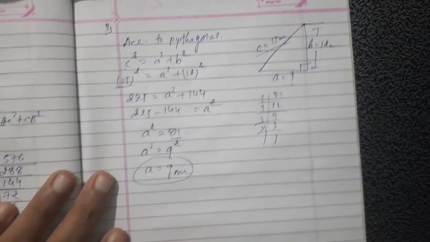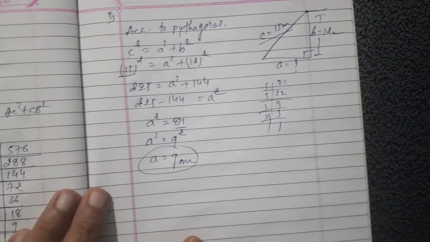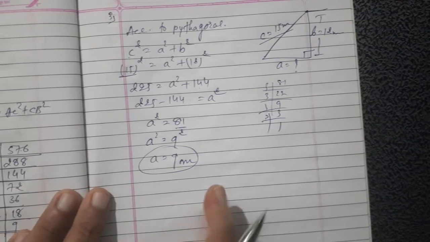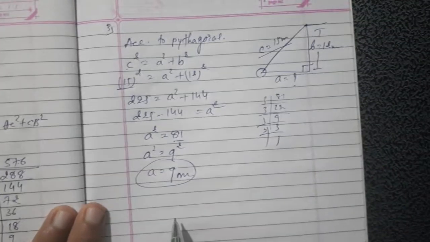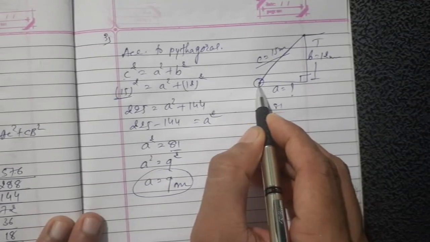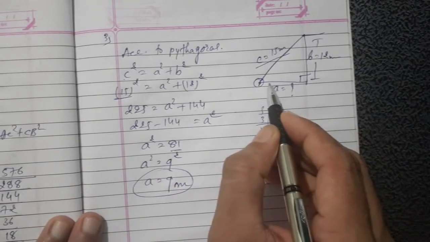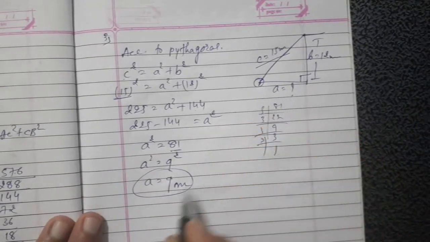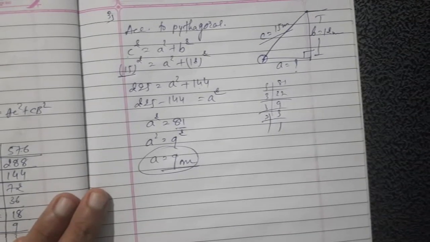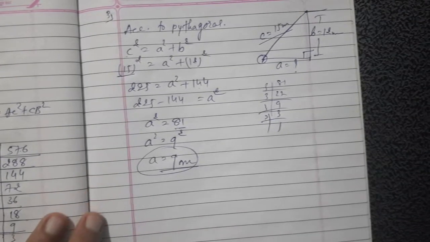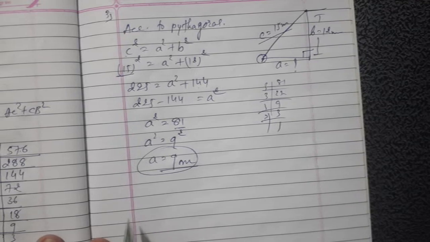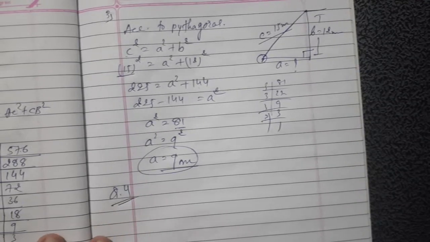That means the distance between the foot of the ladder and the wall is 9 meter. Clear? So easy. Now question number 4.